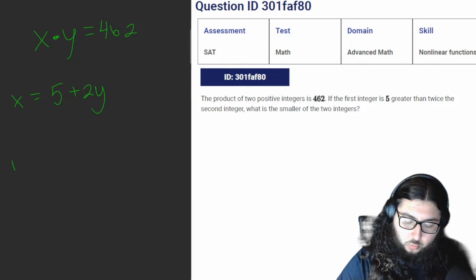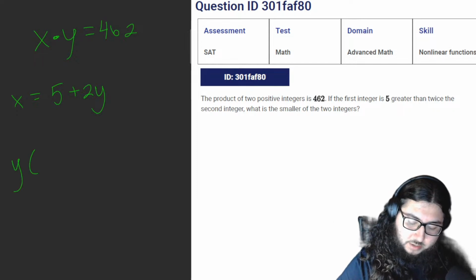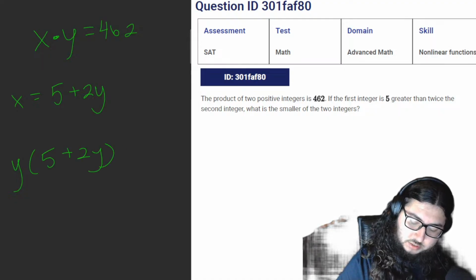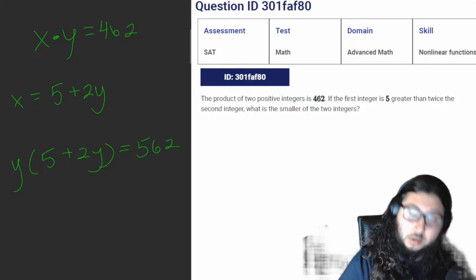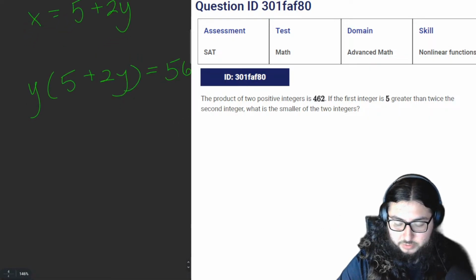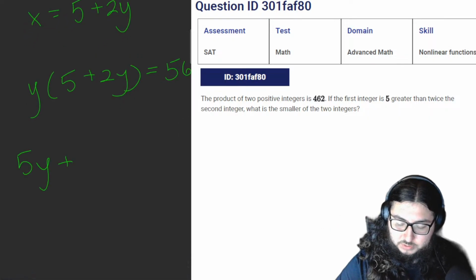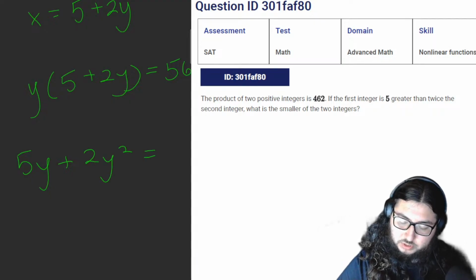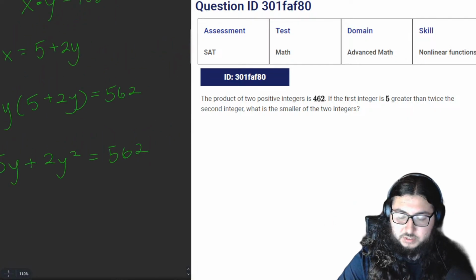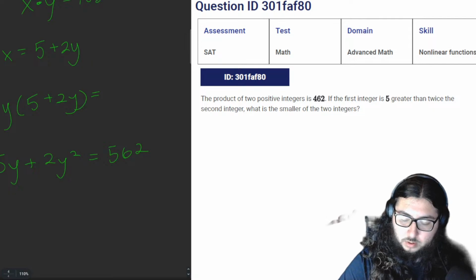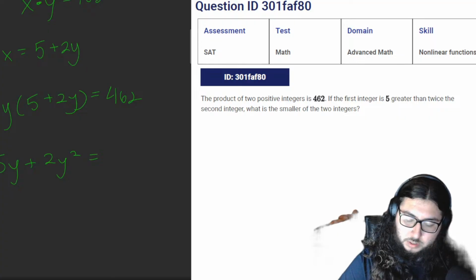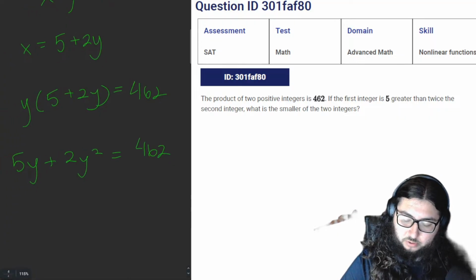So we have that y times 5 plus 2y is equal to 462. So we solve for y. First, we distribute: 5y plus 2y squared is equal to 462. So this distributed is now equal to 462.